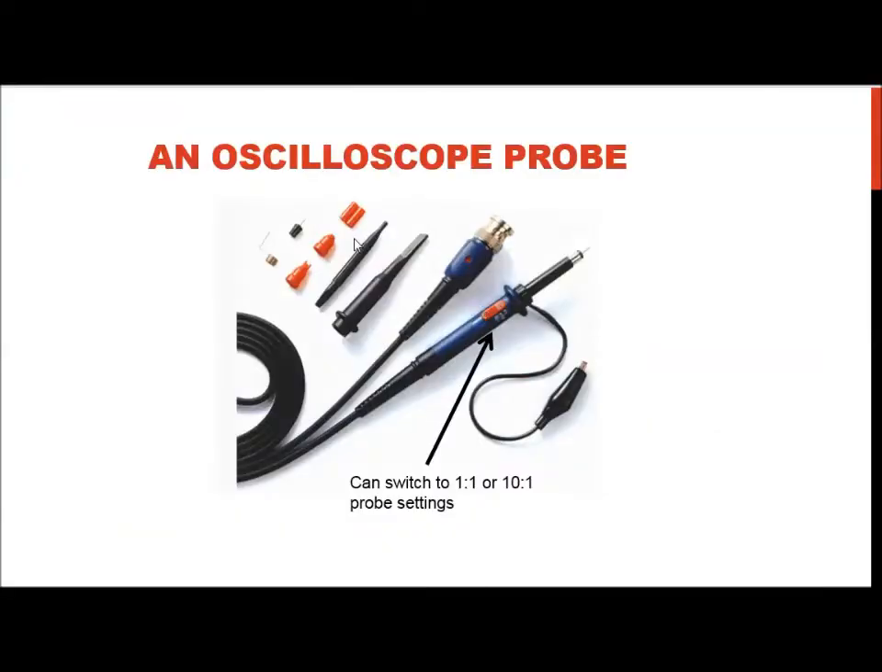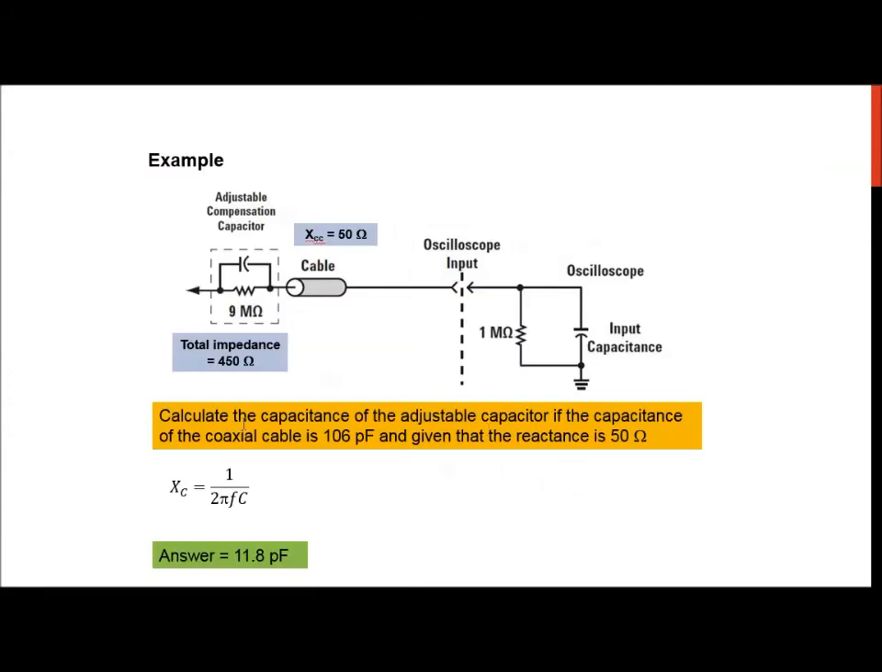Alright? So this is a picture of an oscilloscope probe. So if you have the time to go to the lab, you can see that there is this adjustable switch here that you can use to switch between 1-to-1 or 10-to-1 probe settings, right? So let's do one more example here.